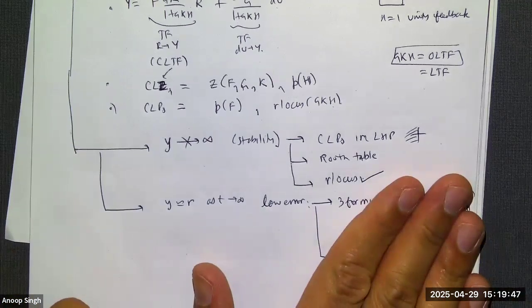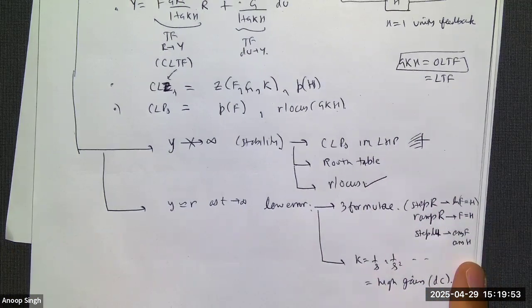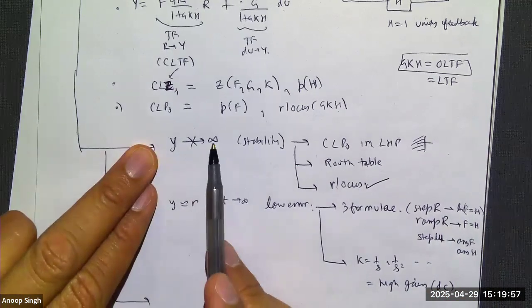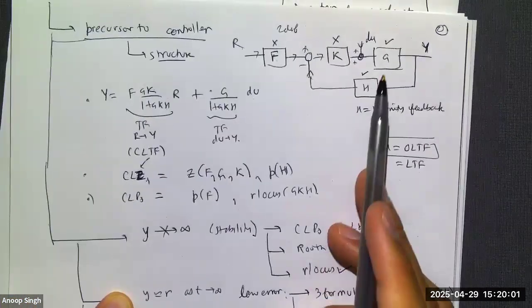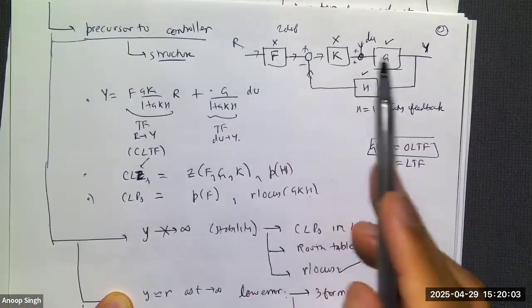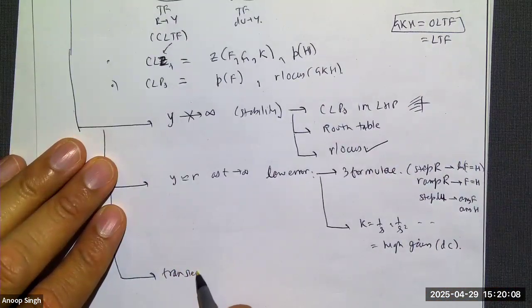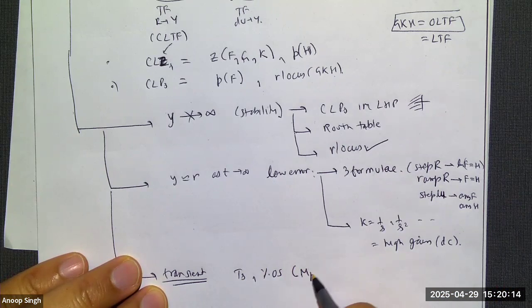This is perhaps the mathiest part of this whole course: deriving these error formulae, using them, and understanding their assumptions. And then after that, we talked about, okay, y is not going to infinity, you're stable. y is ultimately becoming equal to r, so you have reached what you wanted. But even along the way, we talked about some transient specifications. We talked about settling time, we talked about percentage overshoot, also written as Mp.